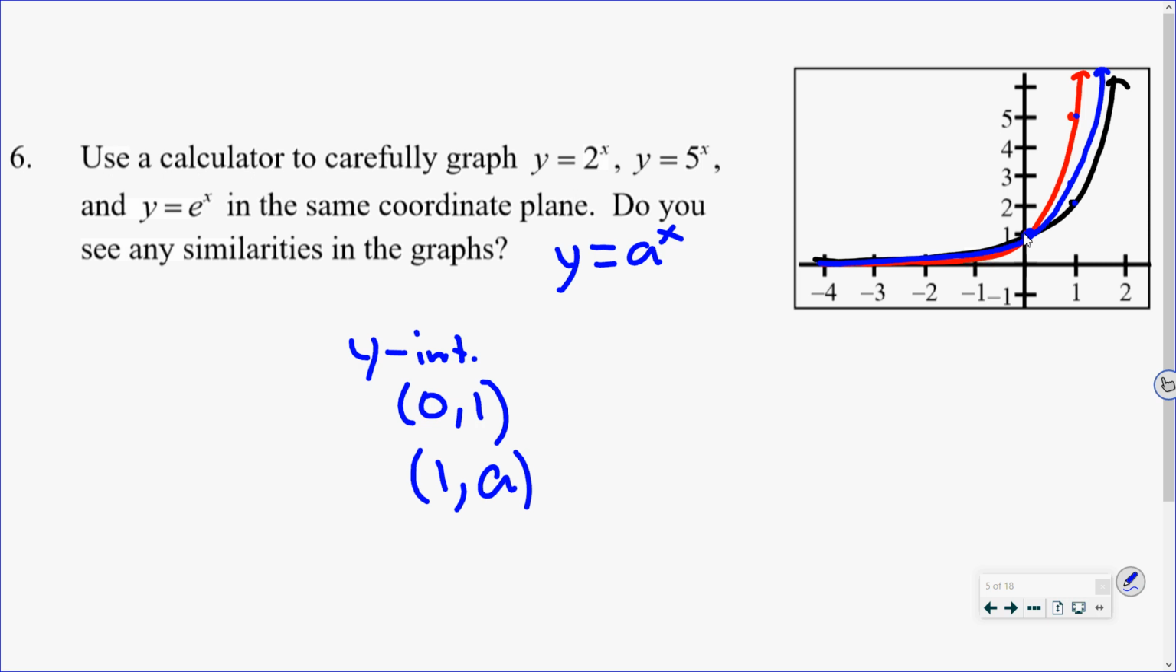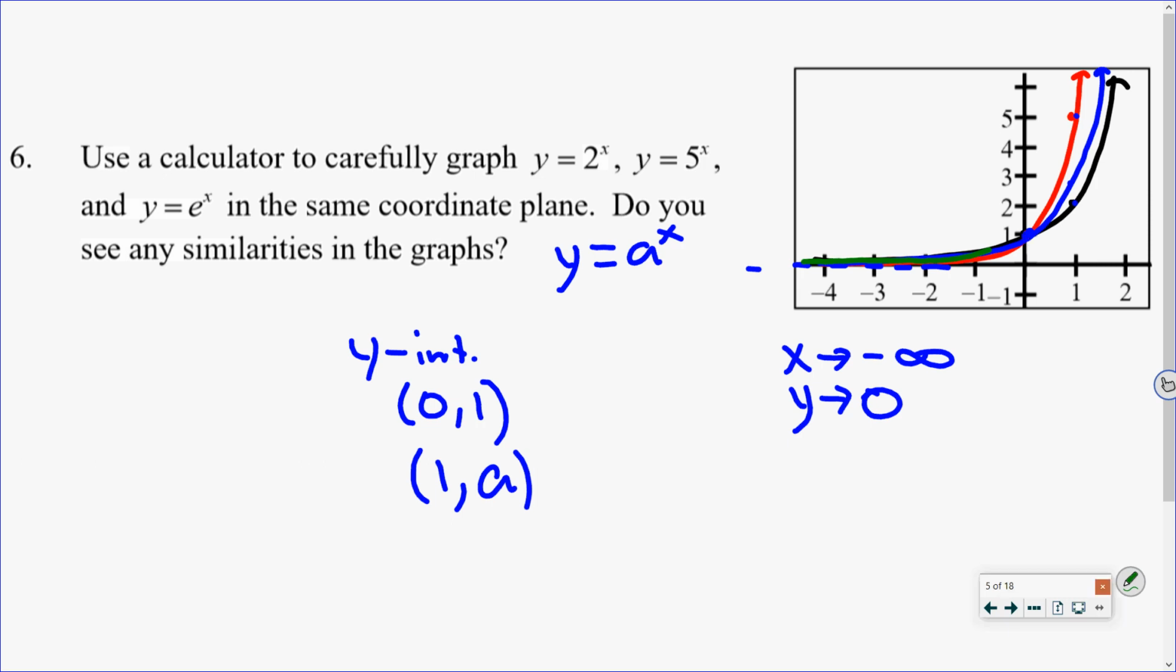Other things you may have noticed is all these functions are increasing. Right, from left to right, they're going up, they're increasing. They all have a horizontal asymptote as I go to the left. In other words, this is the way you write that, if you remember this from last year. As x goes to negative infinity, that just means as I go to the left, the y value gets closer to 0. So as I go to the left, I'll trace along here on all of them. As I go to the left, I'm getting closer and closer and closer to 0. And that's all that means.